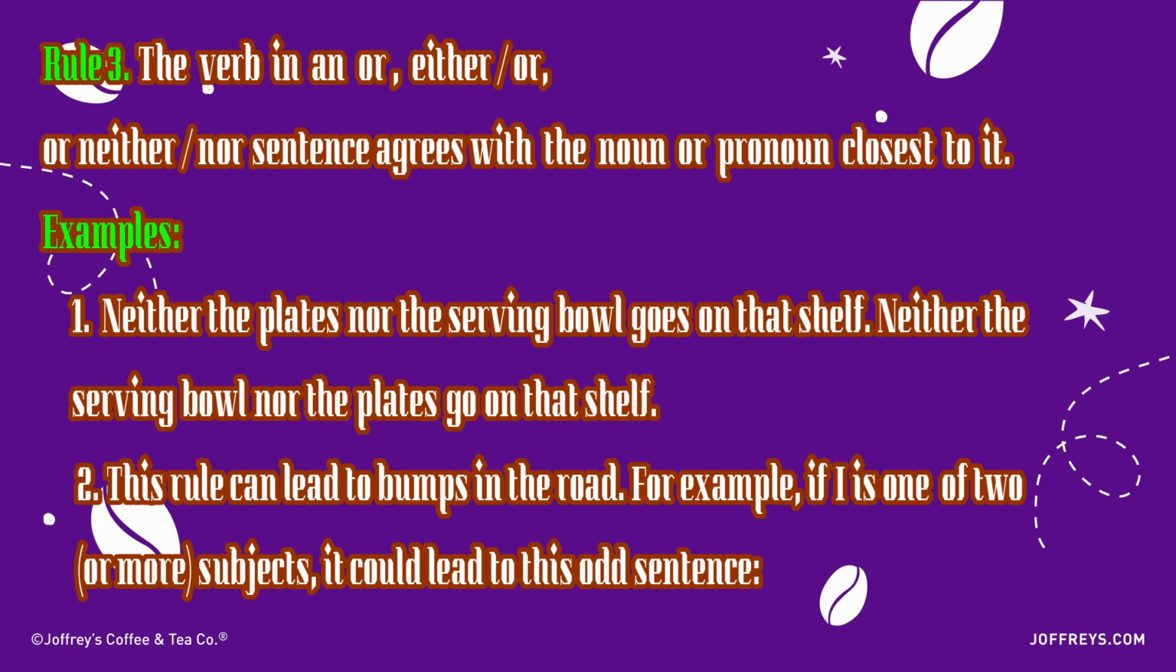Rule verb 3. The verb in an or, either or, neither nor sentence agrees with the noun or pronoun closest to it. Example number 1. Neither the plates nor the serving bowl goes on the shelf. Neither the serving bowl nor the plates go on that shelf.